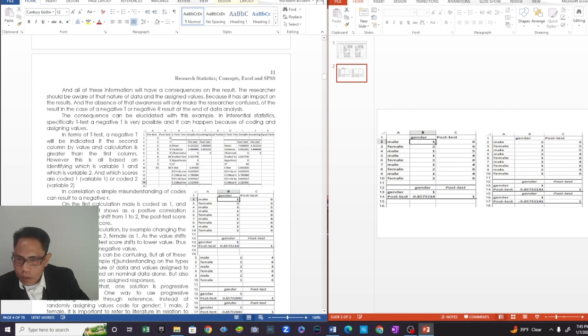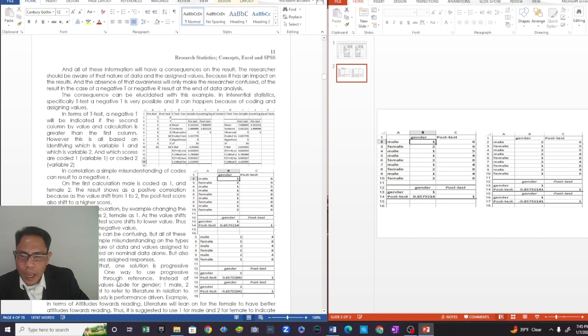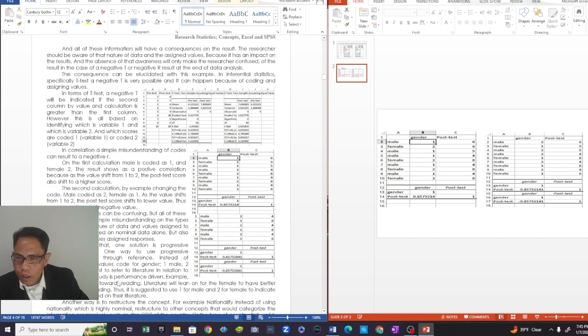All of this can be confusing, but all of it is based on a very simple misunderstanding of the types of data, the inherent nature of data, and the values assigned to the data. And it's not limited to nominal data alone, but also applies to all coded or assigned values. In lieu of that, one solution is the progressive sequencing model.